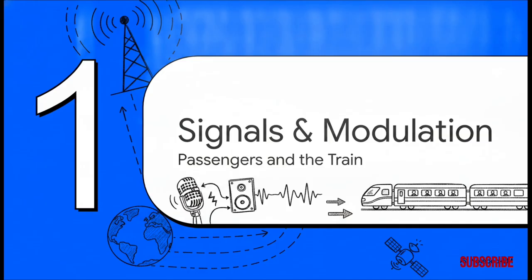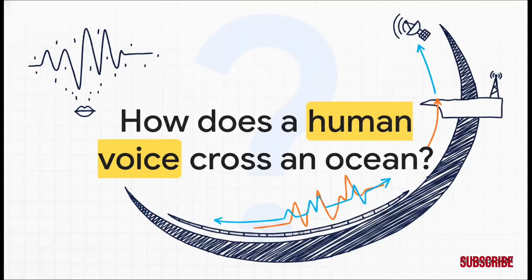Section 1. Signals and modulation basics. The passengers and the train. Let's get right into it. So before we get bogged down in any complex math, you gotta ask yourself a fundamental question. How on earth does a human voice cross an entire ocean? Think about that for a second. We obviously can't just shout loud enough, right?